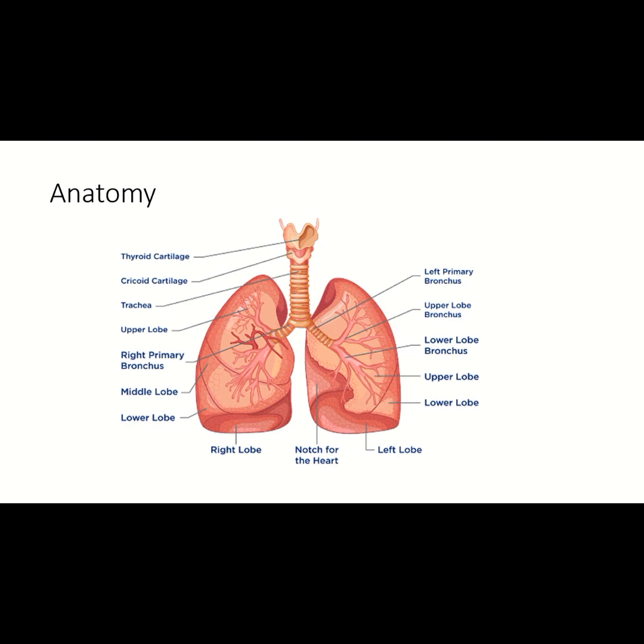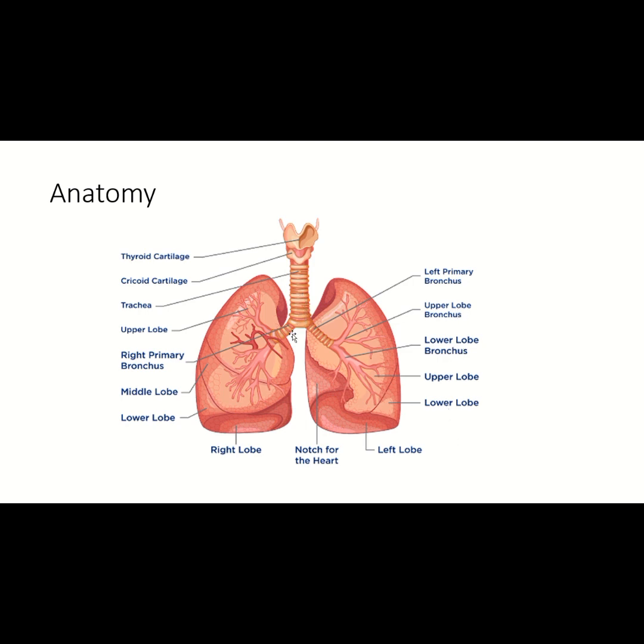This picture shows you the basic anatomy of the lung. As you can see, this is the thyroid cartilage. At that level, the thyroid gland is located. Then the cricoid cartilage, and this one is the trachea. The right lung and the left lung. The right lung is divided into three lobes: upper lobe, middle lobe, and lower lobe. The left lung is divided into two parts: upper lobe and lower lobe.